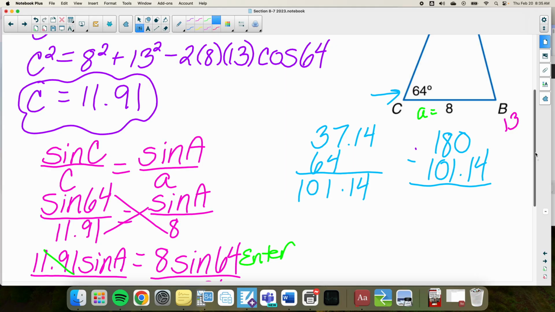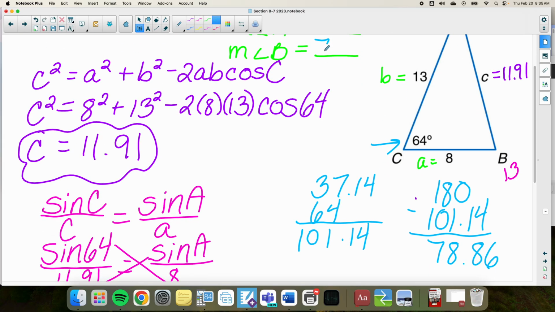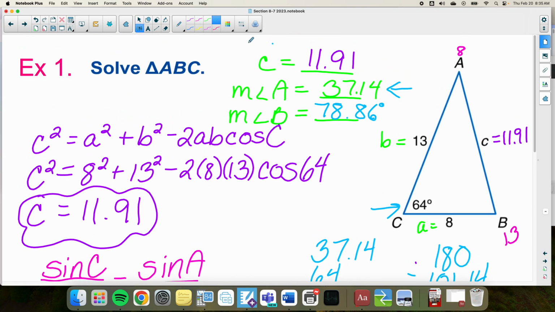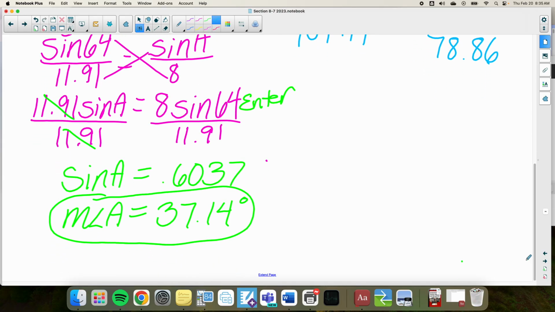Did you guys get like 78.86? Does that sound right? Let me know if I do that mental math wrong. All right, and so that is your answer. So it is harder than yesterday. It has more steps. You're using your calculator a lot, okay?